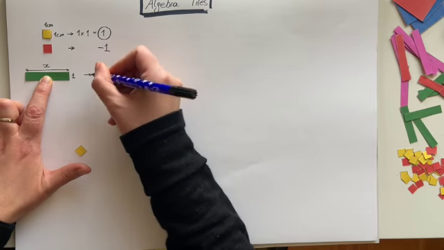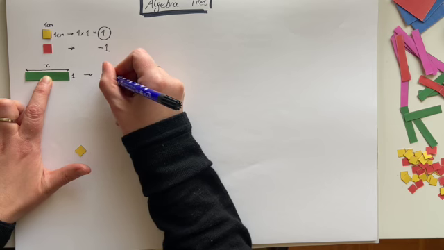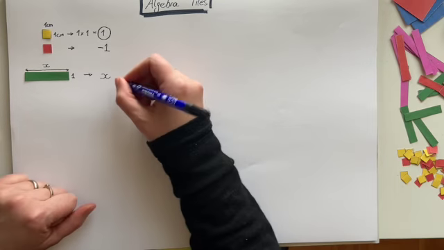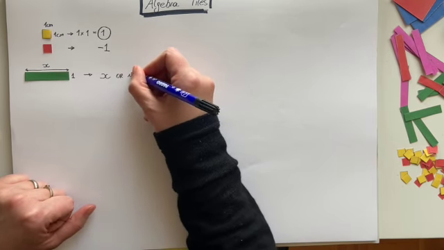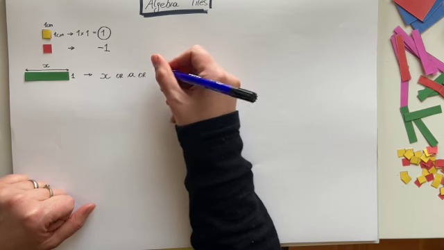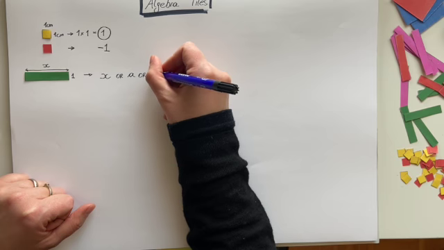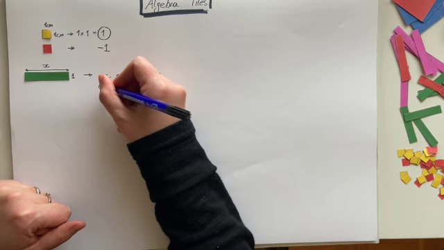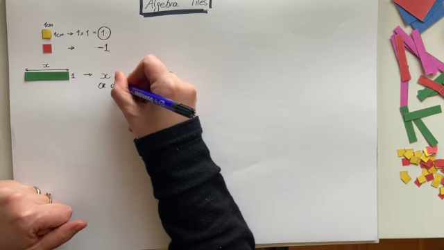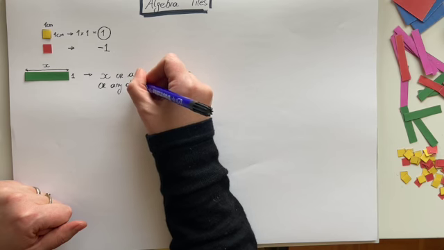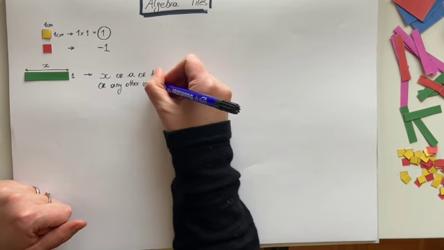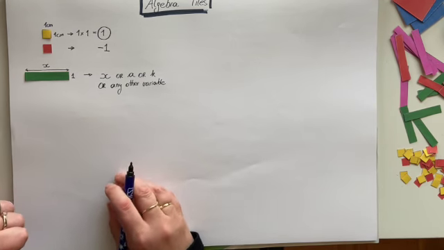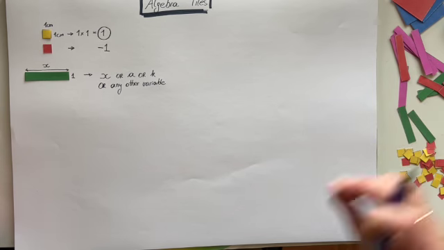So all those green tiles are going to represent a variable, in this case x, but it could just as well represent a, or k. It doesn't matter, okay? Or any other variable. So whatever the variable in your equation is, you're going to use this green tile to represent it.